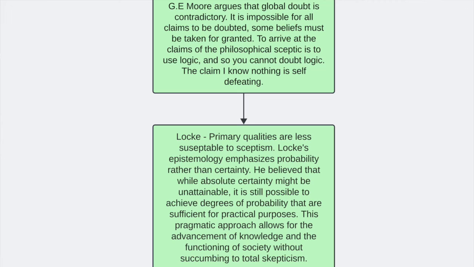The next point Locke makes is he accepts that he can't be 100% certain. He's an empiricist, and he accepts that there is this limit to empiricism, and we can't be 100% certain. Instead, we can be probable, we can be 95% sure, 99% sure, and that's good enough. We actually don't need 100%. He believed that while absolute certainty might be unattainable, it is still possible to achieve degrees of probability that are sufficient for practical purposes. So this works really well with Hume.